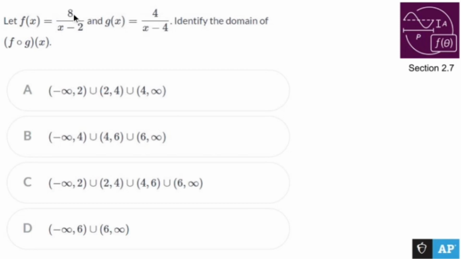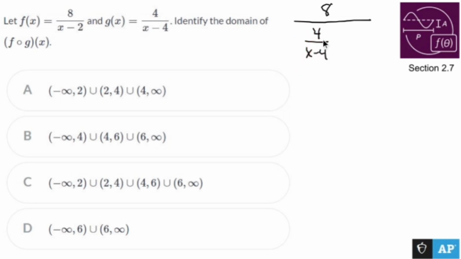Let f of x equal 8 over x minus 2 and g of x equal 4 over x minus 4. Identify the domain of f of g of x. So what f of g of x looks like is you take f, you write it out, but anytime you see an x, you replace it with g. So it's going to look like this.